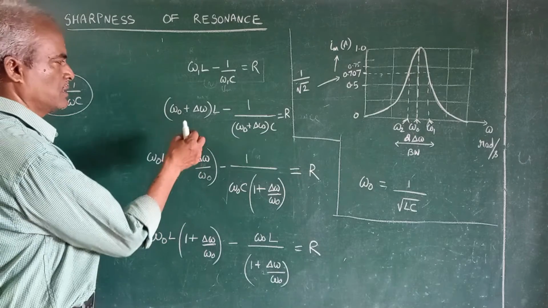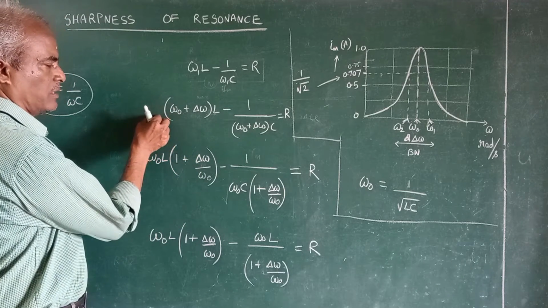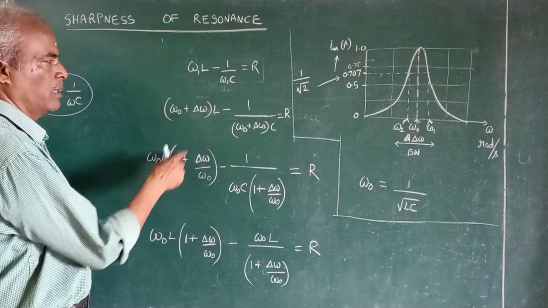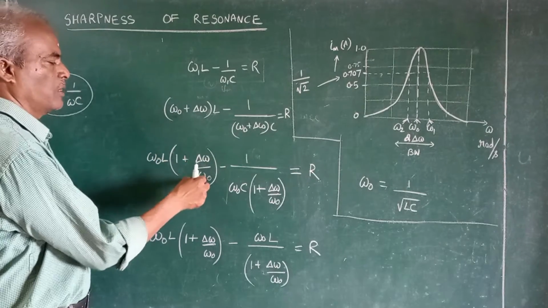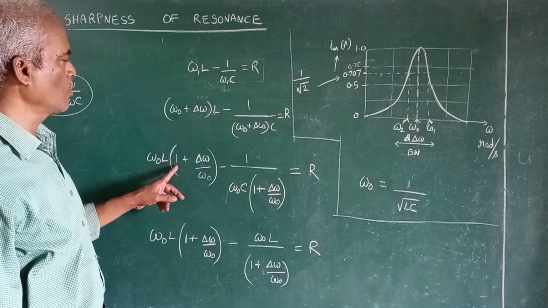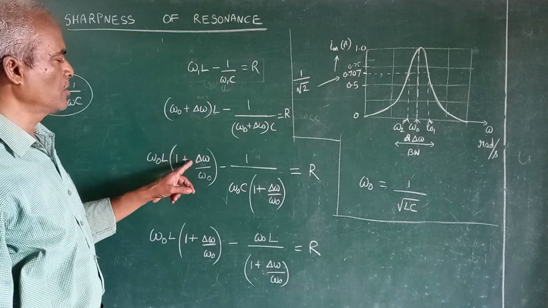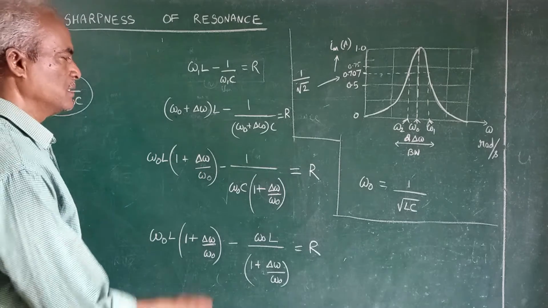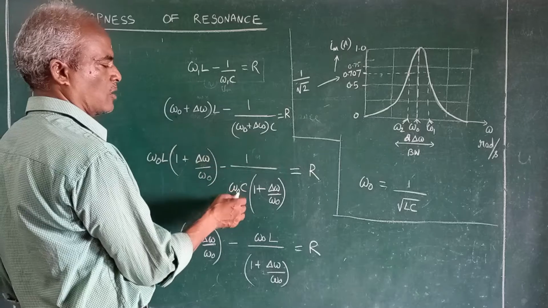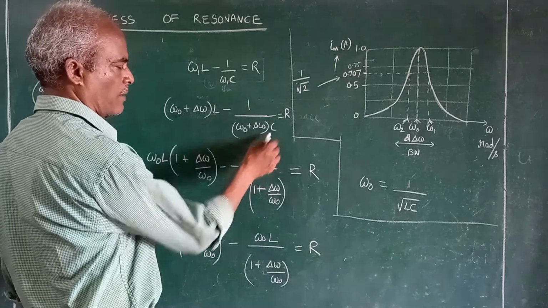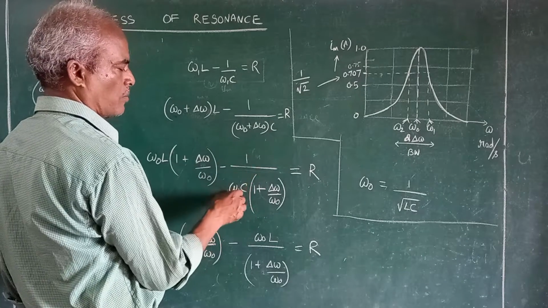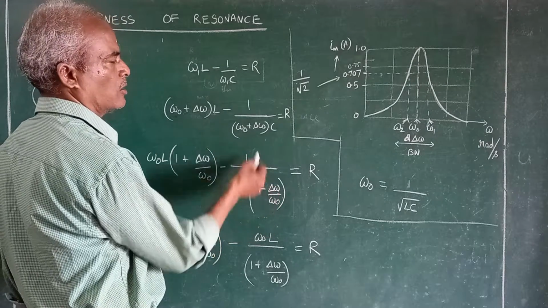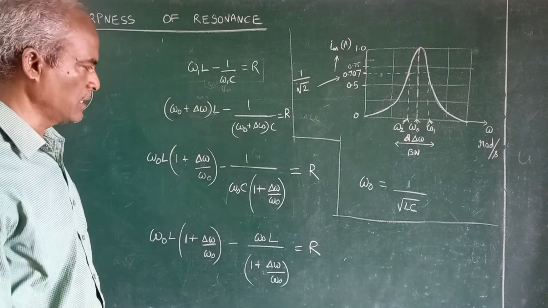Now what you do is, bring this ω naught outside. So you will get ω naught L. Here you will be having 1, and this term will become del ω by ω naught. Now you check ω naught into 1, ω naught into this term. The ω naught gets cancelled and del ω remains. Similarly, bring ω naught outside, so you will have ω naught C. ω naught into 1 is ω naught, and del ω by ω naught into ω naught, you will get del ω. So the value is unaltered.